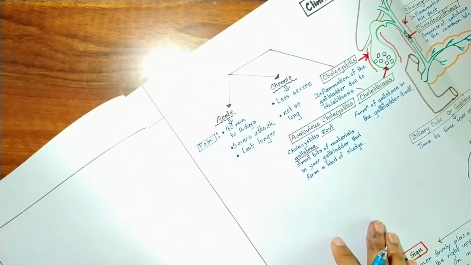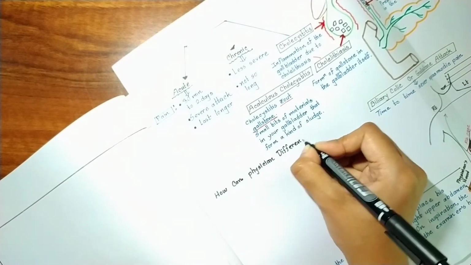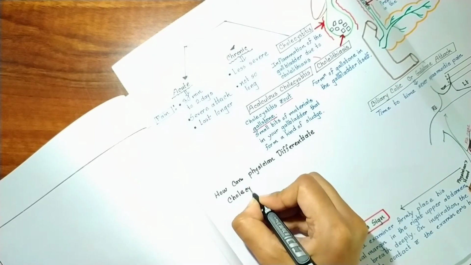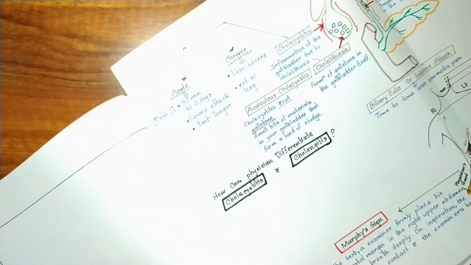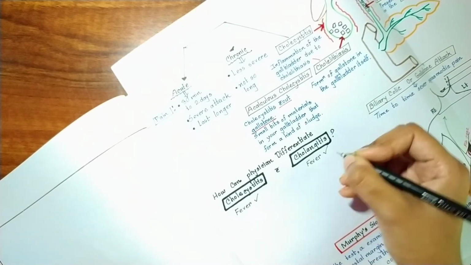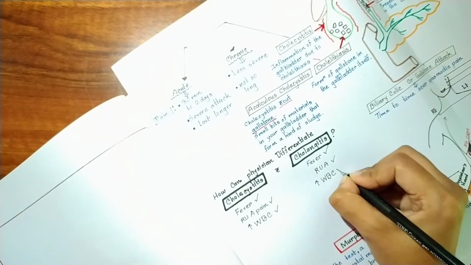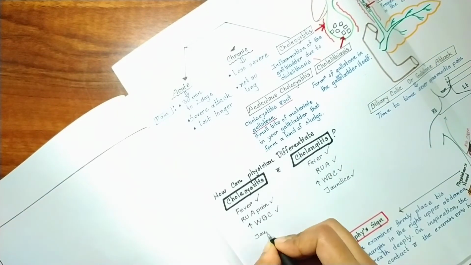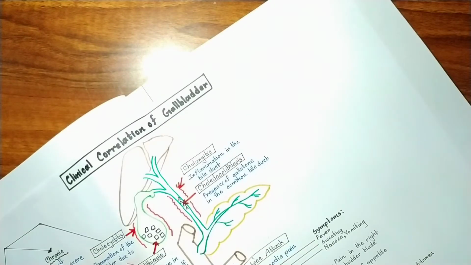How can a physician differentiate cholecystitis from cholangitis? In case of both cholecystitis and cholangitis, patient may have associated features of fever, right upper abdominal pain, increased WBC count. But in case of cholangitis, there will also be presence of jaundice. Murphy's sign will be positive in case of cholecystitis and negative in case of cholangitis.